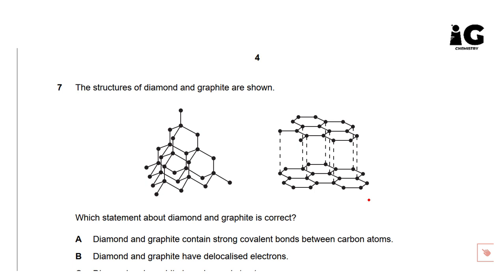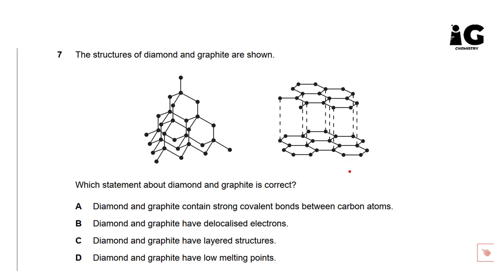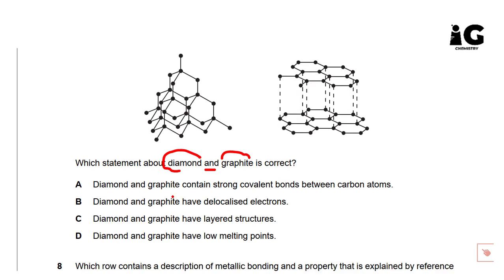Okay. Question 7, the structures of diamond and graphite are shown. Which statement about diamond and graphite is correct? So here again, diamond and graphite, the property should be common to both of them. Diamond and graphite contain strong covalent bonds between carbon atoms. Actually, this is true, this is correct. Both of them have strong covalent bonds.